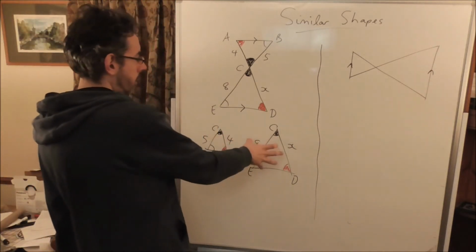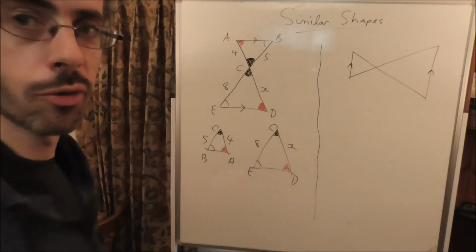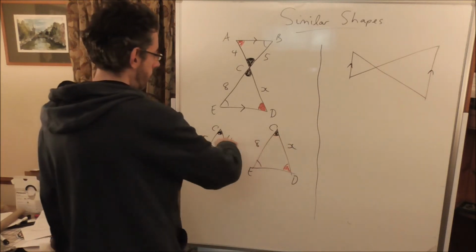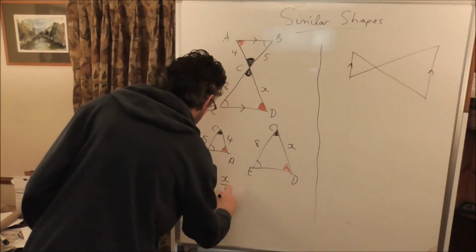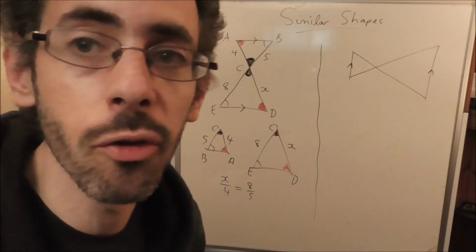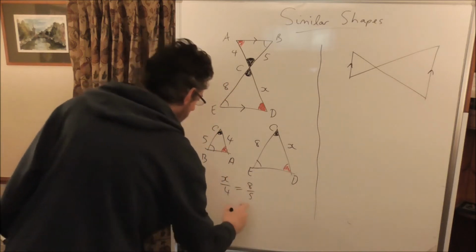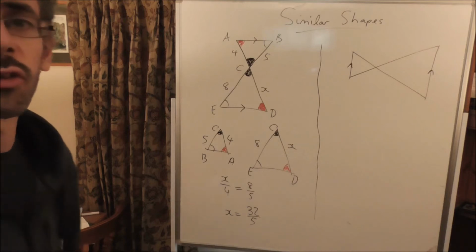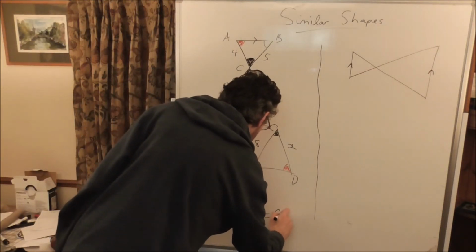So again, this triangle is an enlargement of that one. So every pair of corresponding sides is in the same ratio, sort of has the same scale factor. So we can say straight away that x over 4, which is the ratio of these two sides, equals 8 over 5. So x over 4 equals 8 over 5. And then you can multiply both sides by 4, and you get x equals, well, 8 times 4 is 32, so you get 32 over 5. And 32 over 5 is just 6.4. We may have had those numbers before actually, 6.4.